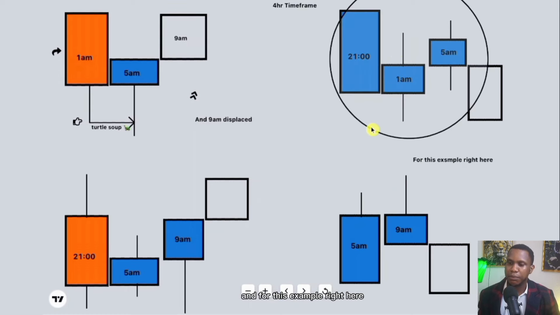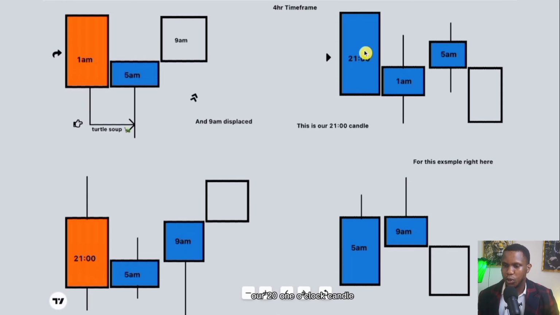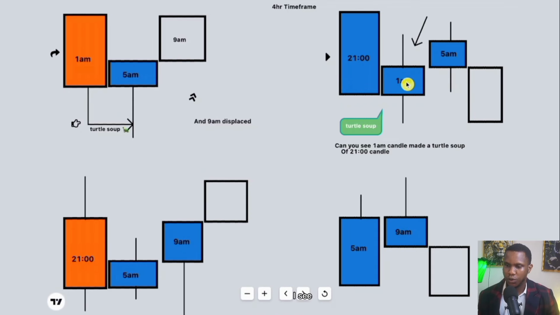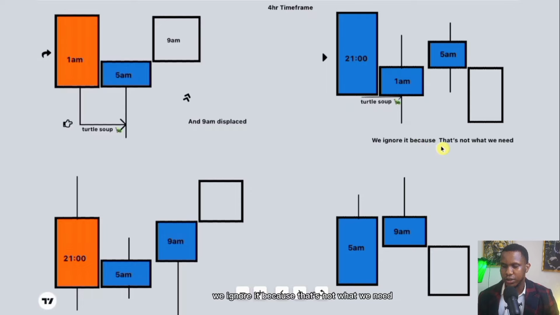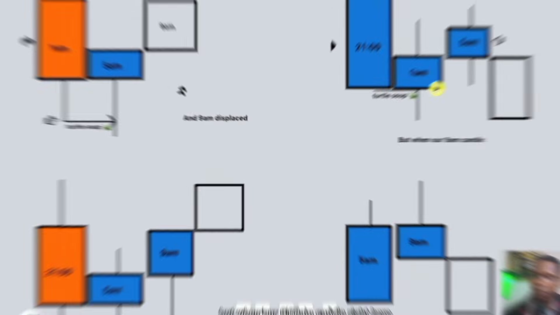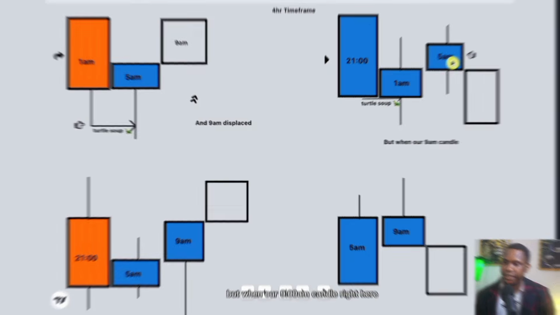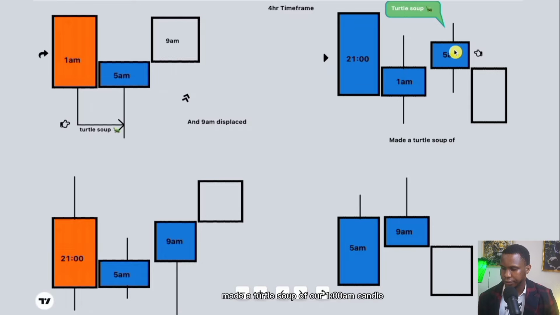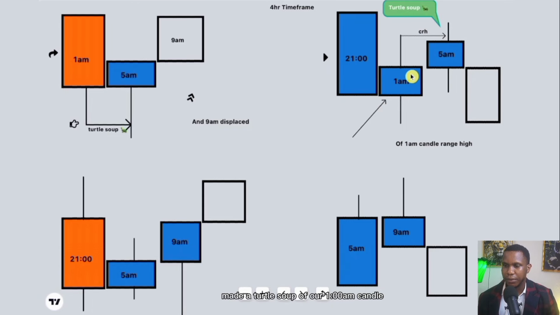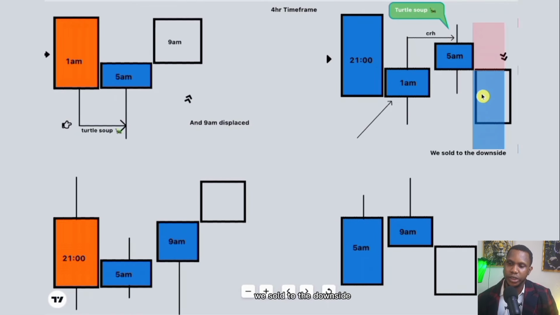Then for this example right here, our 21 o'clock candle, can you see 1 a.m. candle made a total sweep of our 21 o'clock candle? We ignore it because that's not what we need. But when our 9 a.m. candle right here made a total sweep of our 1 a.m. candle, we sold to the downside.